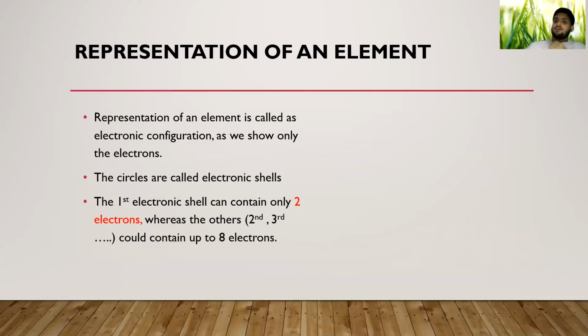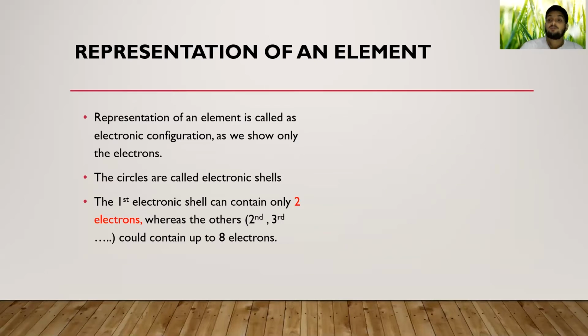Because we consider only the electrons and we have kicked out protons and neutrons, we basically say the representation of an element we can straight away call electronic configuration. Okay, because we only show the electrons' arrangement. Then you will notice once I show you the example, there will be circles. Okay, because these electrons we will be placing in circles, which we call electronic shells, or you can normally just call them electron shells.